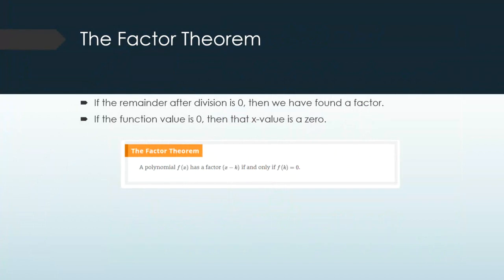Now there's also something called the factor theorem. So if the remainder after division is 0, which means there's no remainder, then that means what we've divided by is a factor. So I talked about this before. If the function value is 0, then that x value is a 0. So things that are factors are also zeros of a polynomial. So we have found zeros of polynomials or x-intercepts by factoring and setting them equal to 0. So if things are factors, then that also gives us zeros.